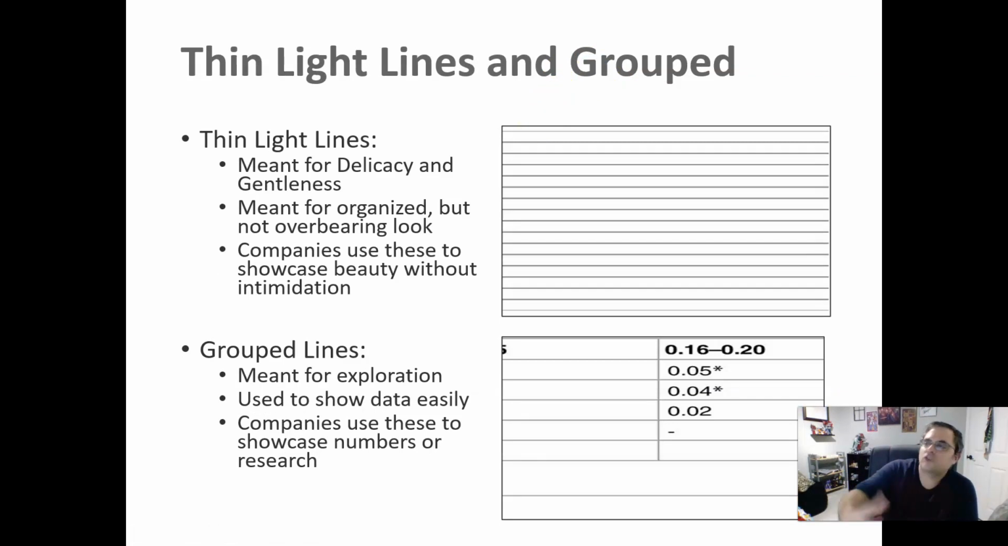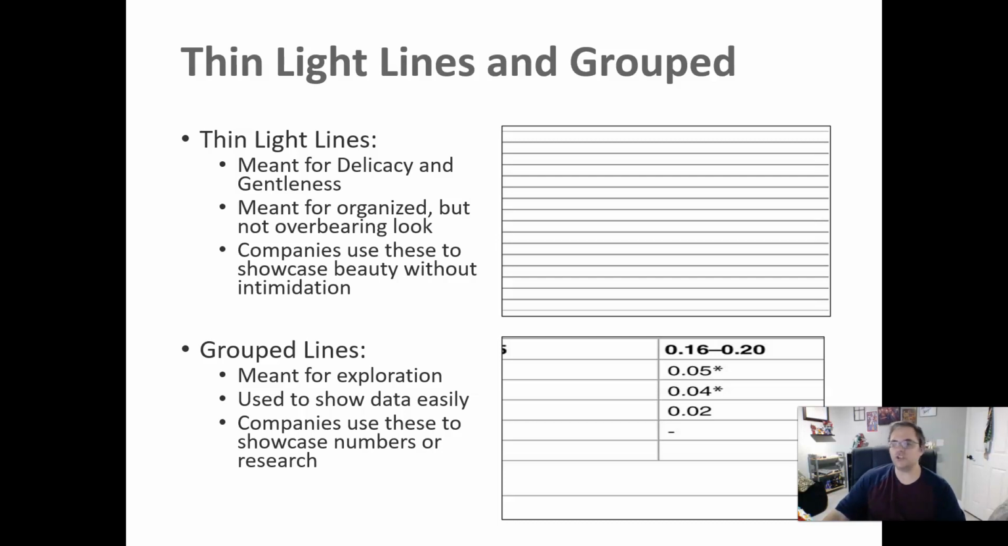Well, instead of like curved lines or regular lines or big bold lines, what are thin lines meant for? Well, you tend to use thin light lines meant for delicacy and gentleness. Not only that, they're meant to showcase an organized but not an overbearing look. Companies that use these type of lines tend to want to showcase beauty, grace, aesthetics a lot of times, but not really intimidate their viewers. So they're really meant to showcase softness and beauty, yeah.